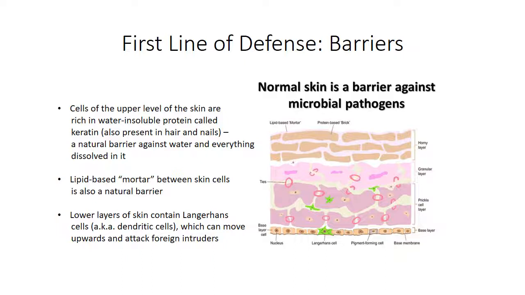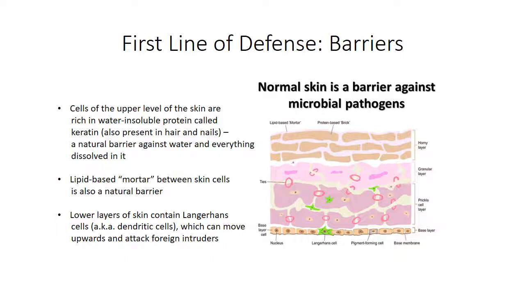First line of defense, barriers. Example, normal skin. It's a wonderful barrier. You see, your skin has the outer layer or upper layer called epidermis, upper in this figure. It consists of cells which are very rich in water-insoluble protein called keratin. It's the same protein that is used by the organism to make hairs and to make nails. And so it's sturdy and not soluble in water.